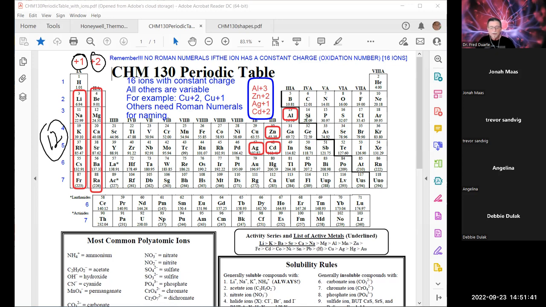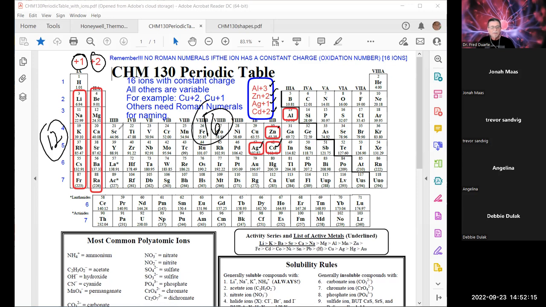Now, on top of that, we're going to add 4 more to give us a total of 16, otherwise known as sweet 16. Okay. Aluminum always has a +3. Zinc, Zn, always has a +2. Silver, Ag, always has a +1. And Cd, cadmium, always has a +2. So those 16 elements, 100% of the time, you know their particular charge when they become ions.